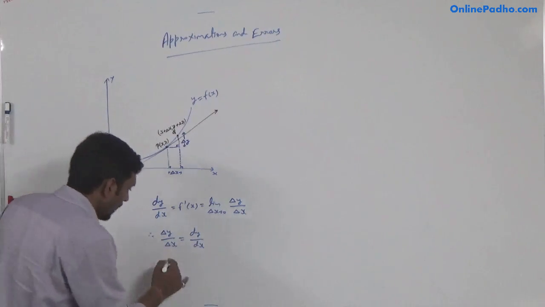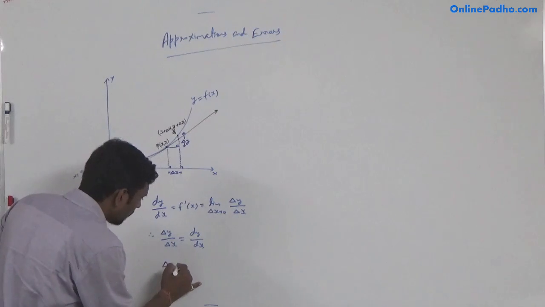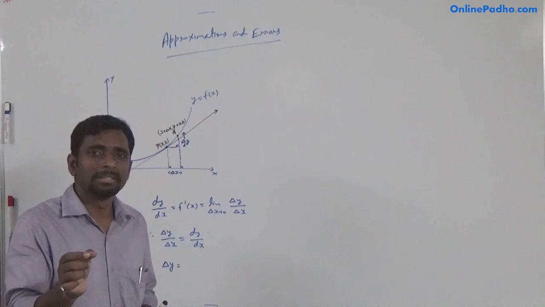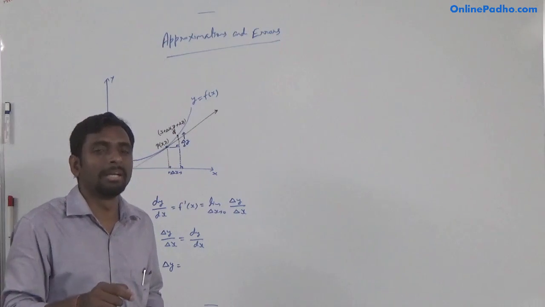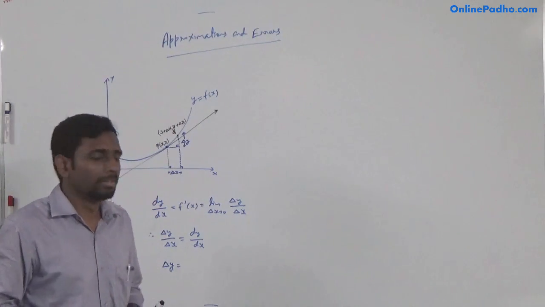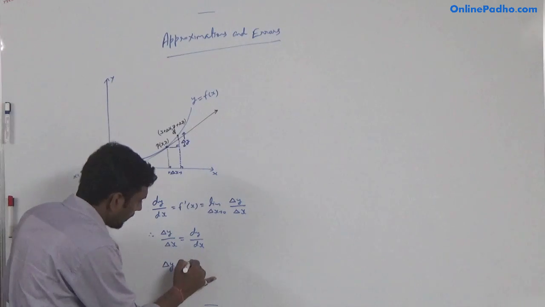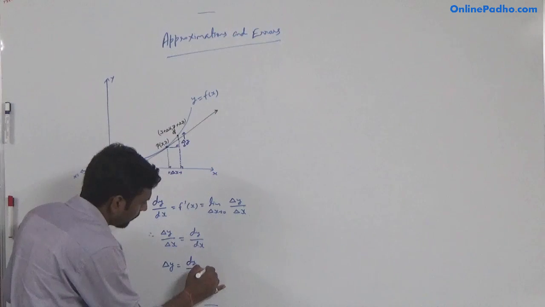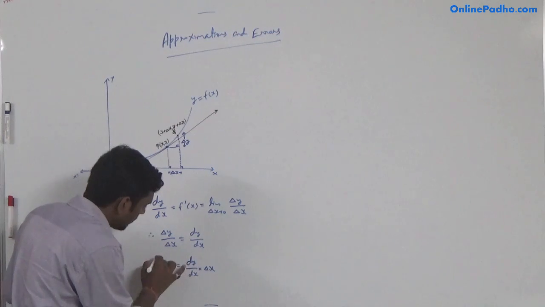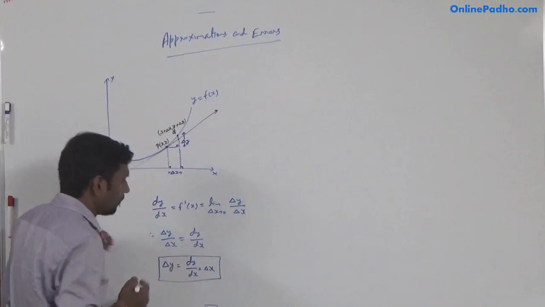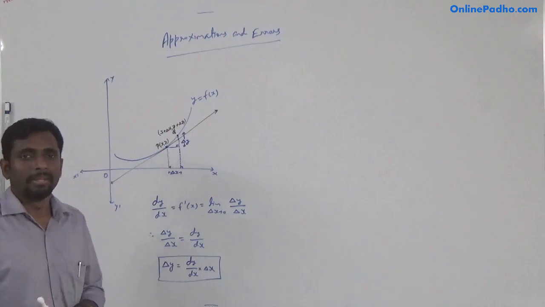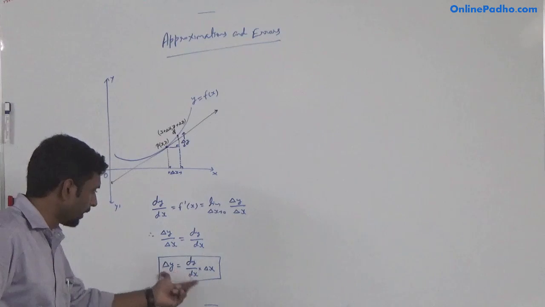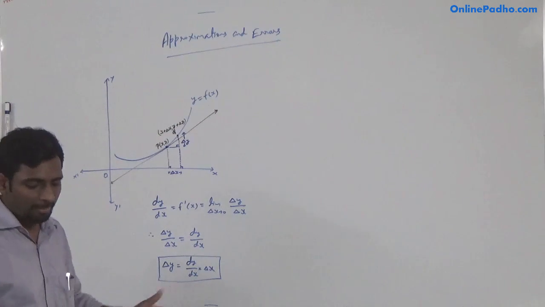So finally, we have a formula for delta y. You know what is delta y? Delta y is f(x plus delta x), that is y plus delta y, minus y. So delta y can be written as dy by dx multiplied by delta x. This is a very important formula to find a little change of y with respect to the change of x. If we have a small change in x, we can find the small change in y with the help of this formula.